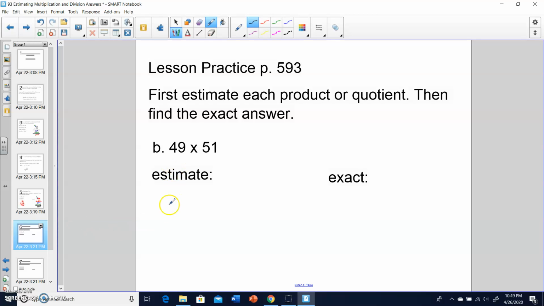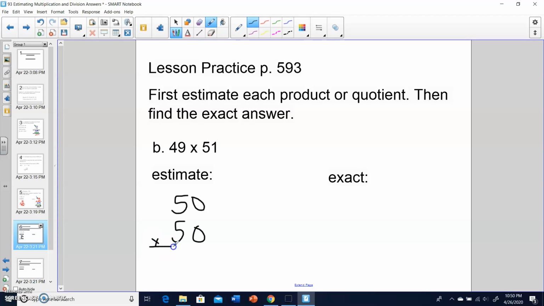Okay, 49 is between 40 and 50. It is very close to 50, so that is where we're rounding it to. 51 is between 50 and 60. Again, it is very close to 50. So I'm estimating 50 times 50.